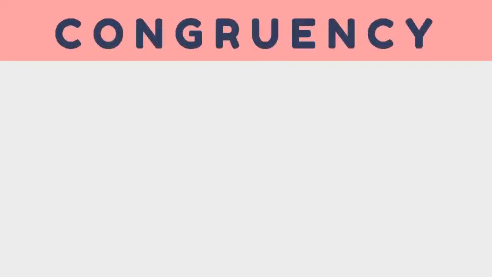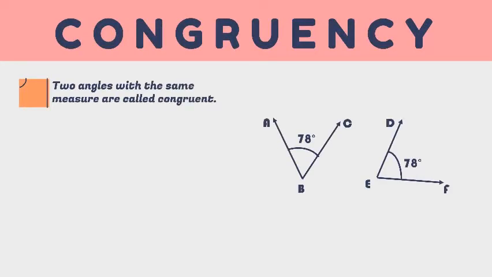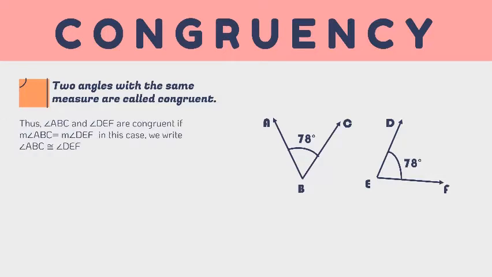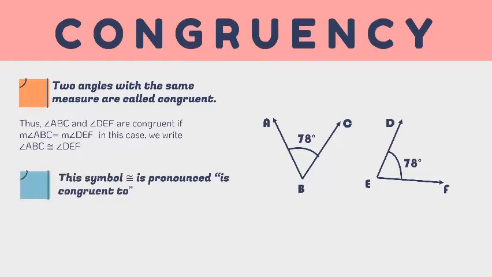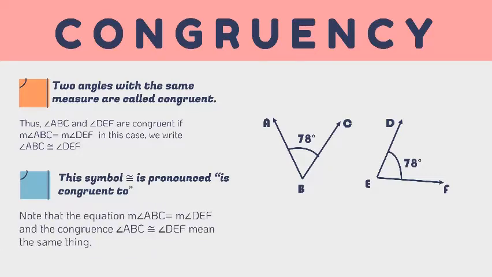Let us dwell more on this. Two angles with the same measure are called congruent. Thus, angle ABC and angle DEF are congruent if the measure of angle ABC is equal to the measure of angle DEF. In this case, we write angle ABC is congruent to angle DEF. This symbol is pronounced is congruent to. Please take note that the equation of the measure of angle ABC is equal to the measure of angle DEF, and the congruence between angle ABC and angle DEF mean the same thing.